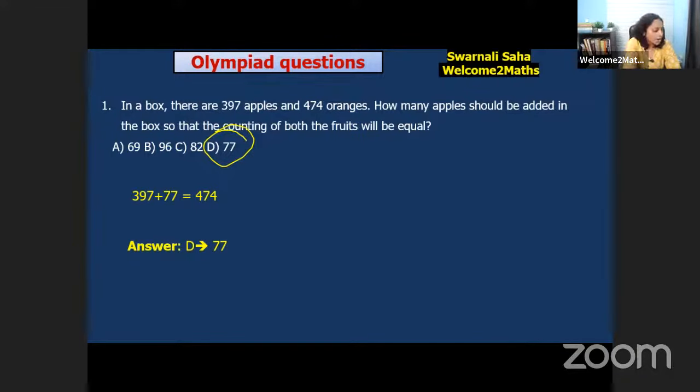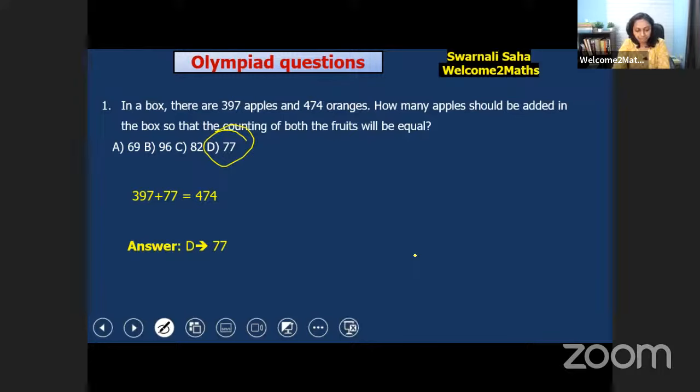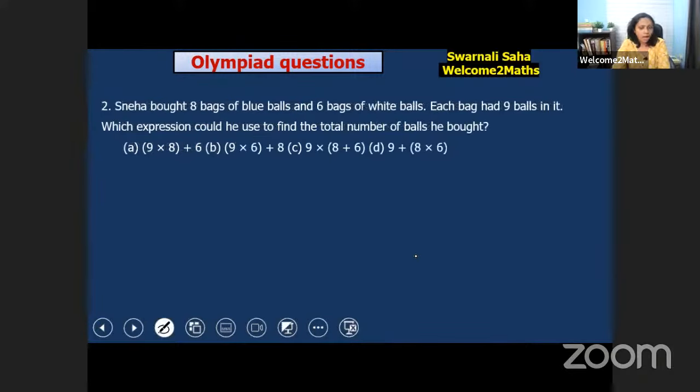Now let's move on. Let's solve one more question. Our next question here is, Sneha bought 8 bags of blue balls and 6 bags of white balls. Each bag had 9 balls in it. Which expression could he use to find the total number of balls he bought?